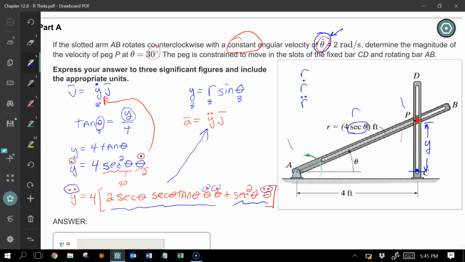That's why in class, I'm telling you, always use the equations or the directions where the acceleration is the easiest to write. Okay.